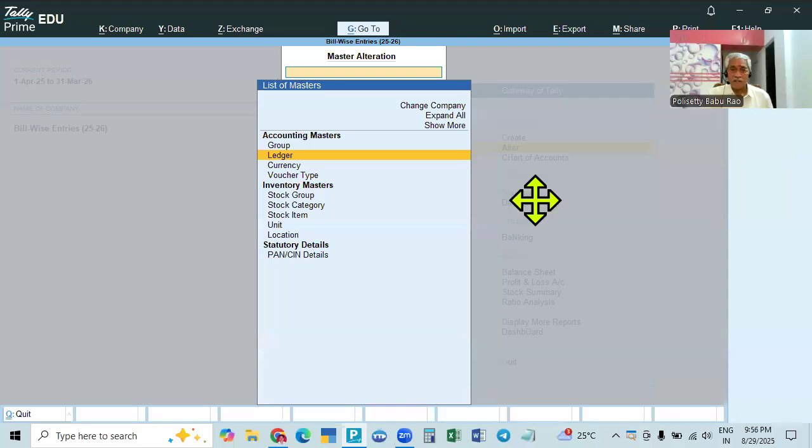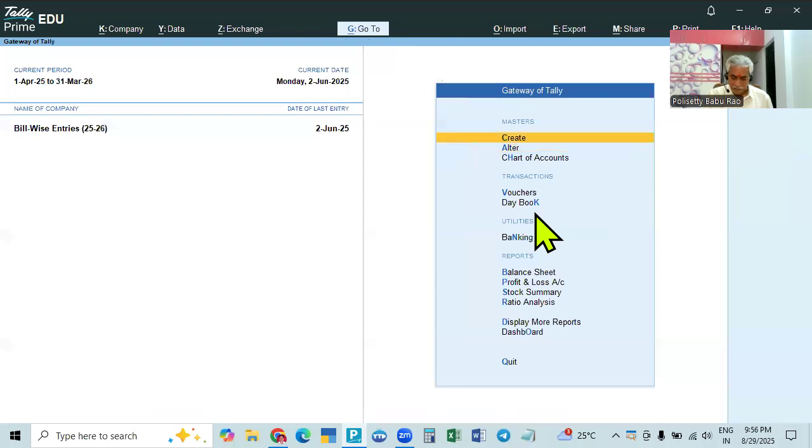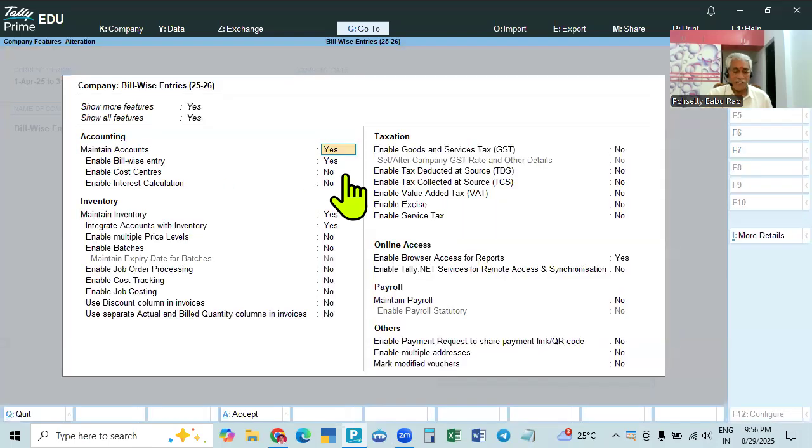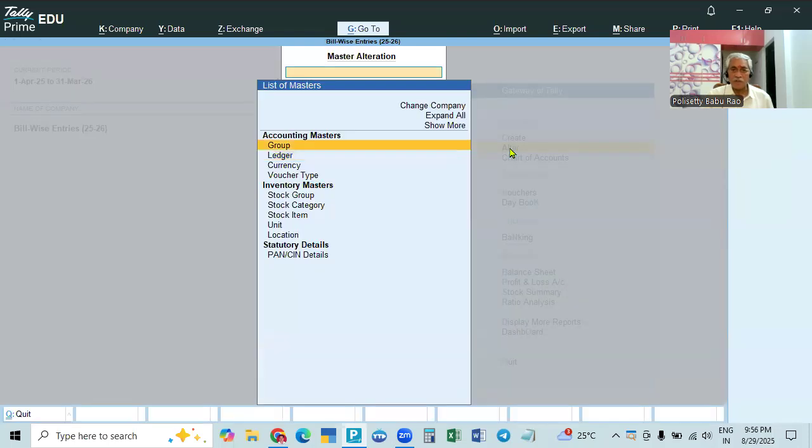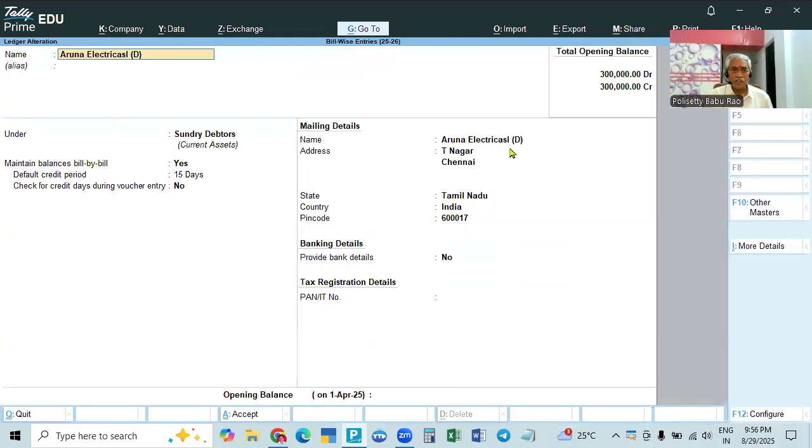Now we are entering into our topic. First of all, in the F11 features, we enable bill-wise entry. So if you go to any debtor or creditor, there will be an option relating to the bill-wise details: maintain balance bill by bill, default credit period, and check the credit days during the voucher entry. This is for saving the bills, new bills, payment against bill, advance payment, as well as on account.